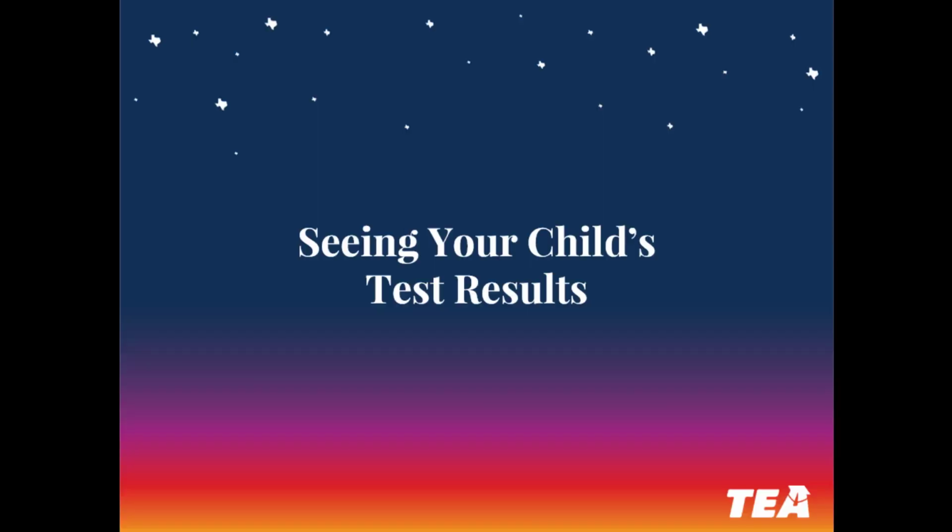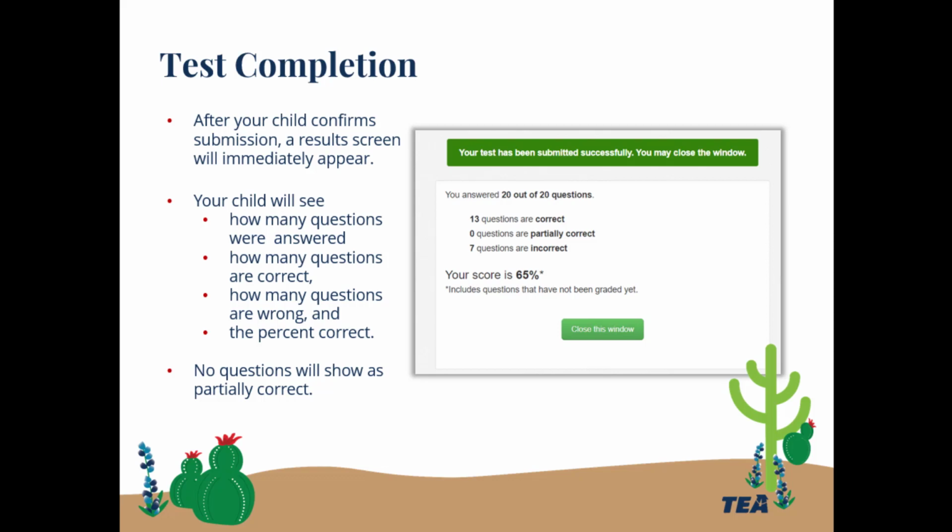Seeing your child's results. Test completion. After your child confirms submission, a result screen will appear. Your child will see how many questions were answered, how many questions are correct, how many questions are wrong, and the percent correct. No questions will show as partially correct.